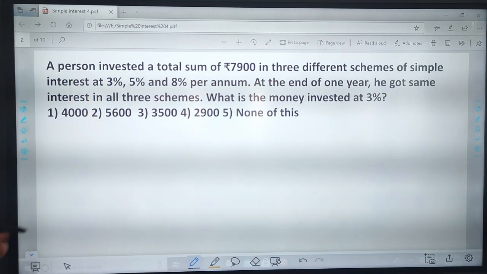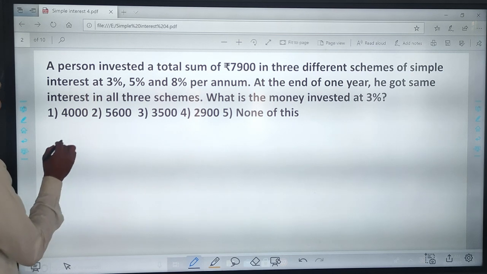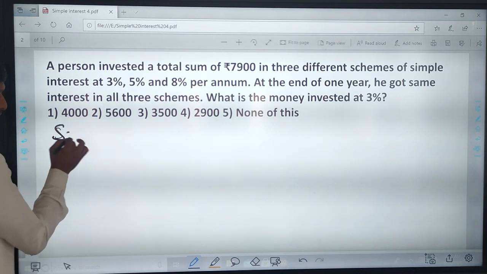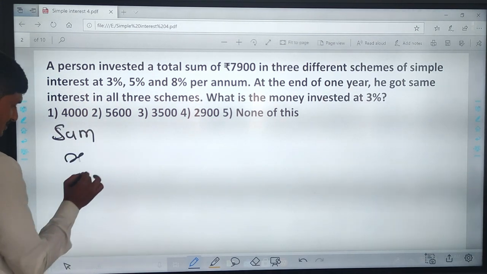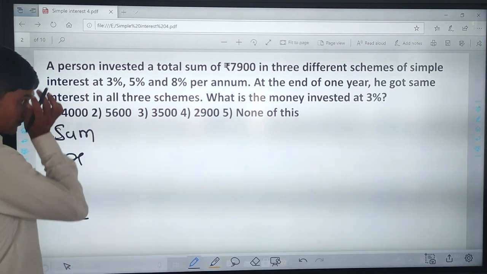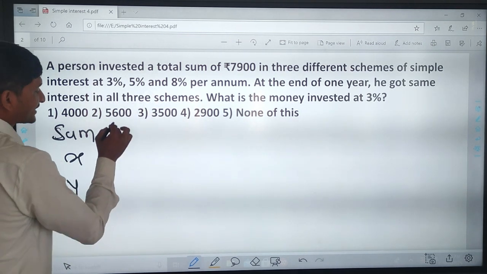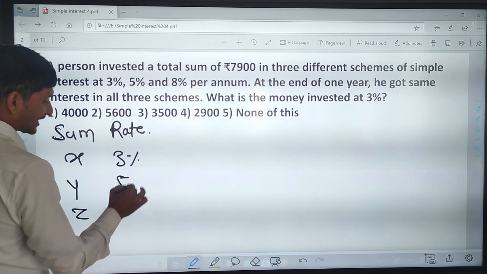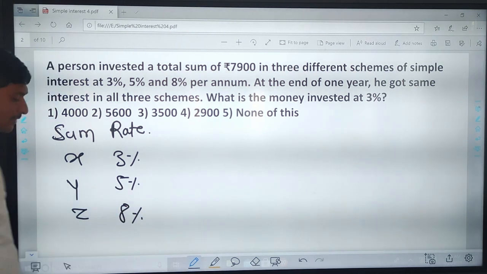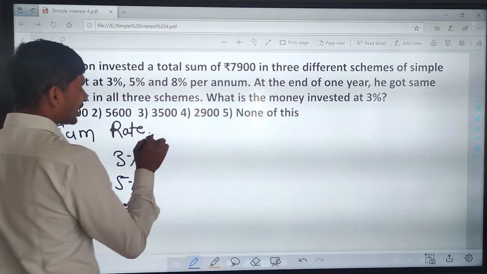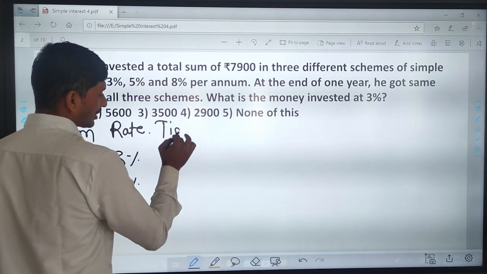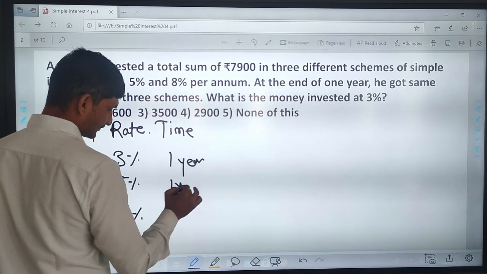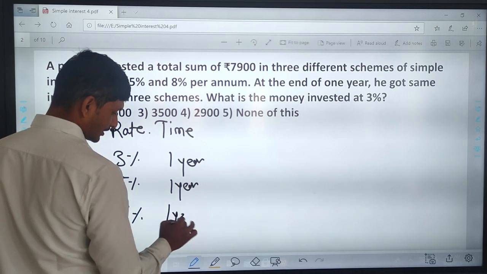Here there are three sums with different rates. Then the sums or principals are x, y or z. Then their rates of interest are 3%, 5% and 8%. And their duration or time is 1 year, 1 year, 1 year.